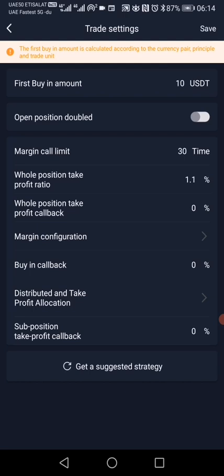The second thing that you'll be seeing is open position doubled. Open position doubled simply means that the time the robot is going to initiate the first buy for you, instead of buying it once, which is the preset default, if you activate open position doubled, it will buy it twice for you. Meaning that my first buying amount here is 10 USDT. If I activate the open position doubled, it will buy it twice. All you need is to click on that button and it gets activated for you. It's activated now, so I will deactivate it because I don't need it.